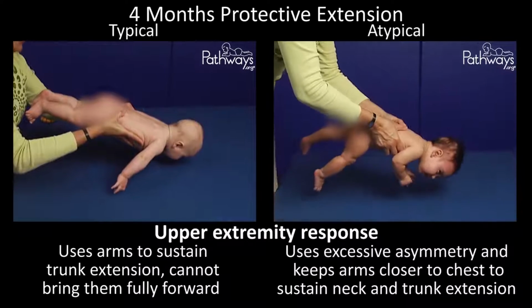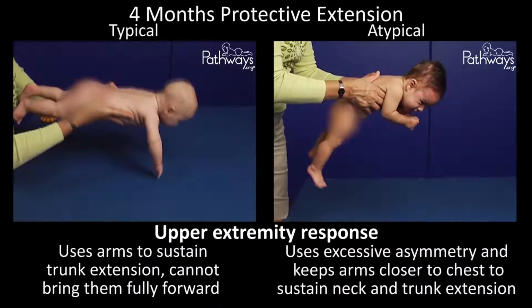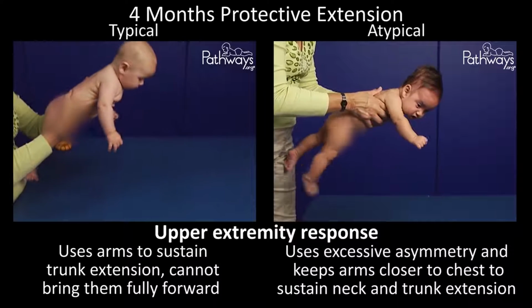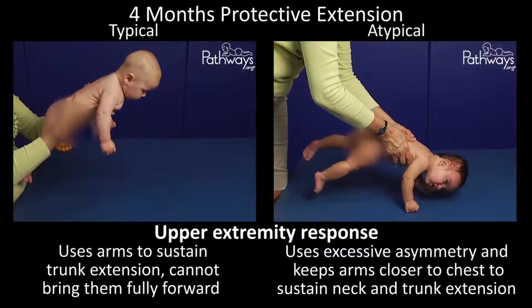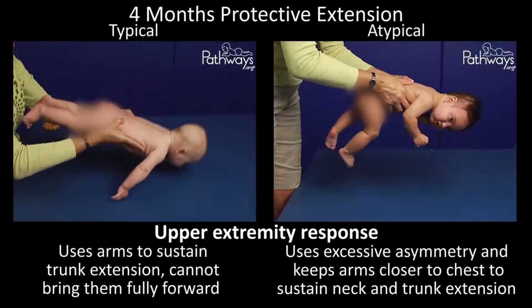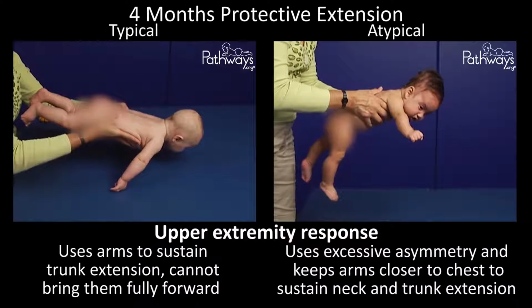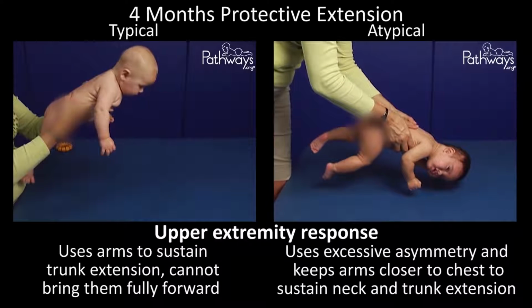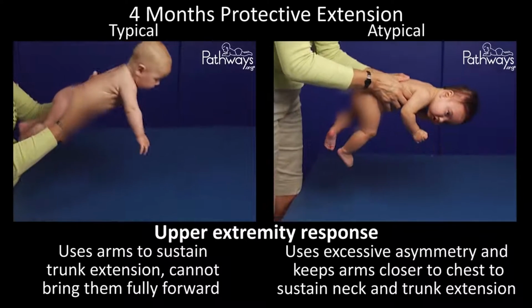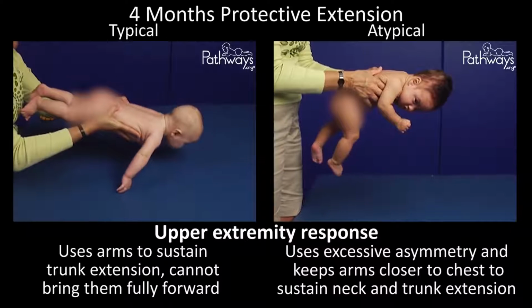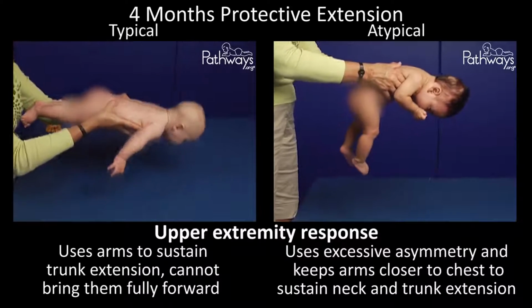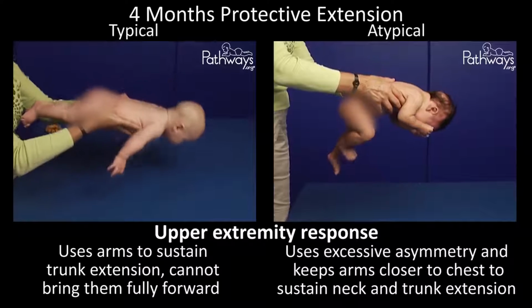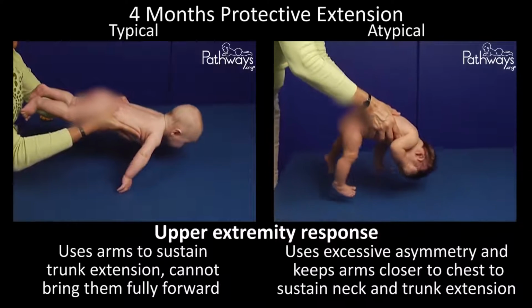Position 7. Protective extension. Upper extremity response. The typically developing baby is using his arms to help sustain trunk extension. He cannot bring them forward into a full protective response, which should be present by 6 months. Notice the atypically developing baby uses excessive asymmetry and keeps his arms closer to his chest to sustain neck and trunk extension.